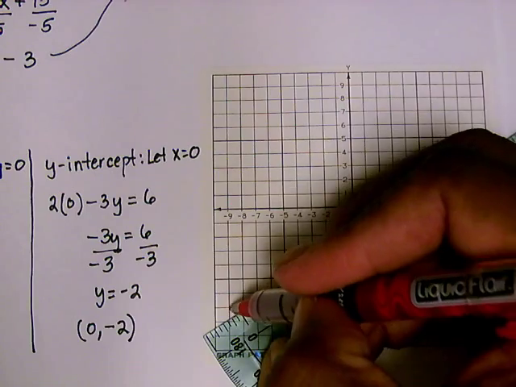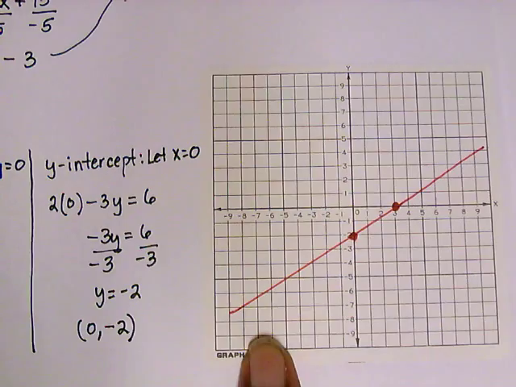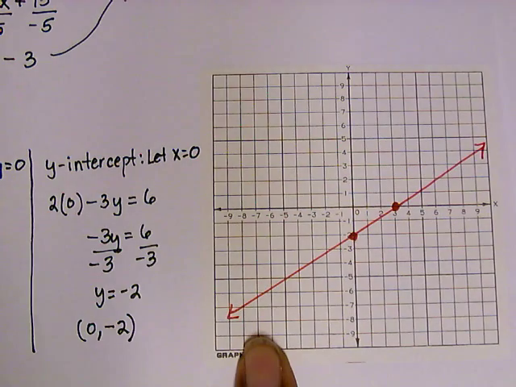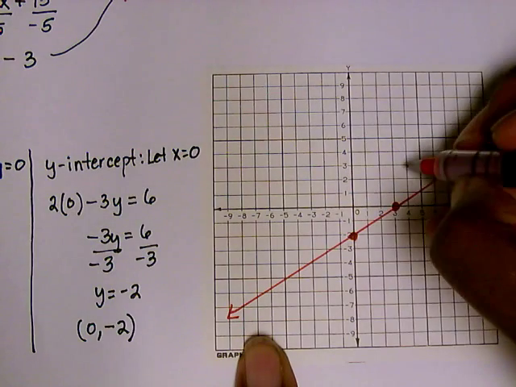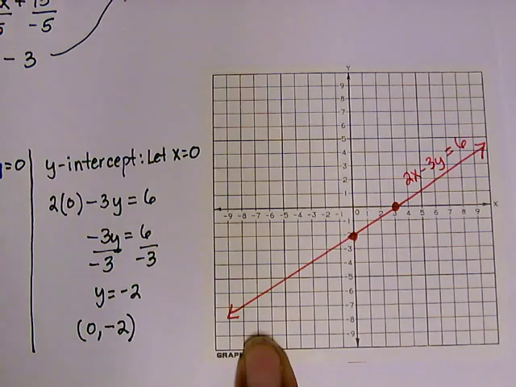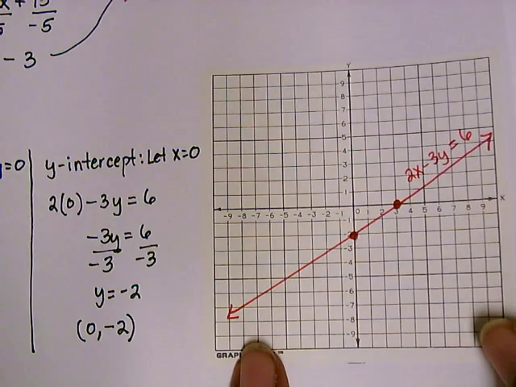So if I connect those points, this line right here represents the graph of the equation 2x minus 3y equal to 6. So here we use the x and the y-intercept method to graph a linear equation.